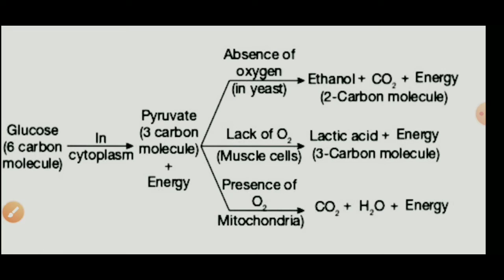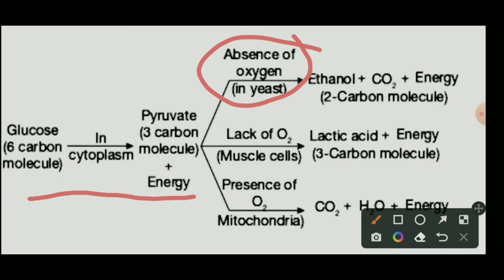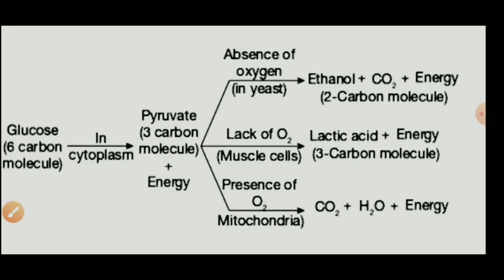What happens in yeast? In yeast, when glucose in the cytoplasm has been converted into pyruvic acid and some energy, in the absence of oxygen it will give out ethanol, C2H5OH, carbon dioxide and energy. In the muscle cells of living organisms, it will give out lactic acid and energy, and in mitochondria, where oxygen is needed, it will give out carbon dioxide, water and energy. Okay, the muscle cells also include the muscle cells of humans.